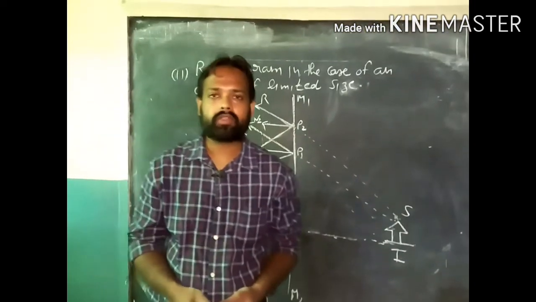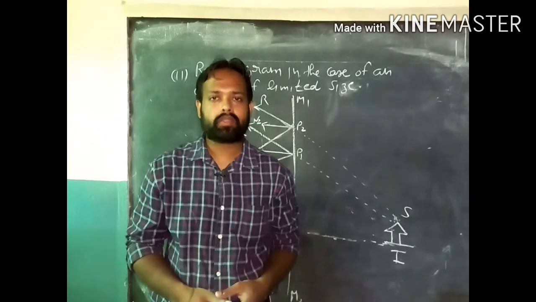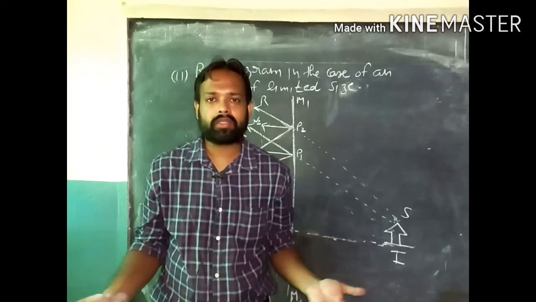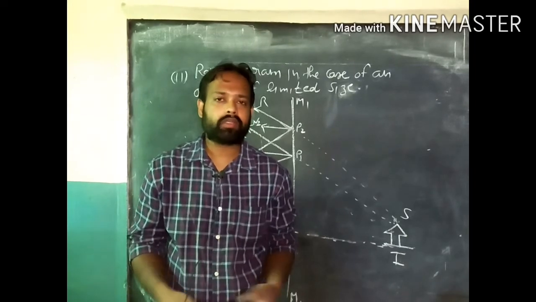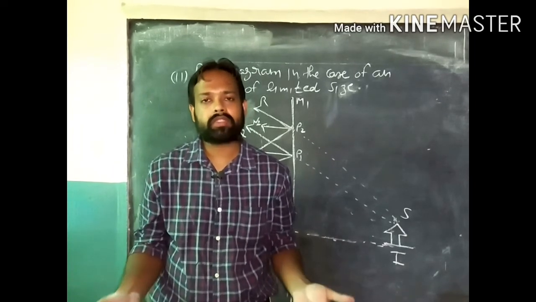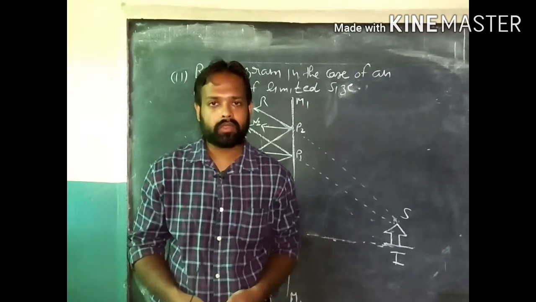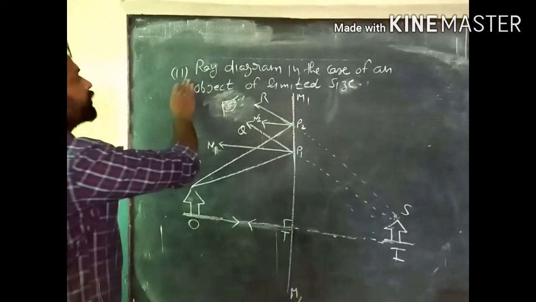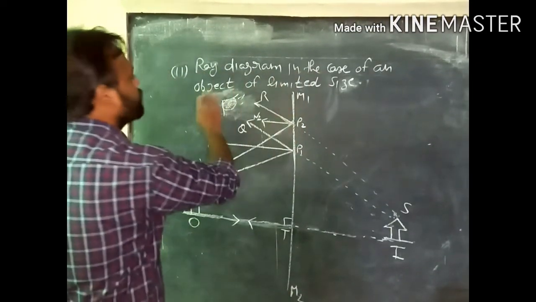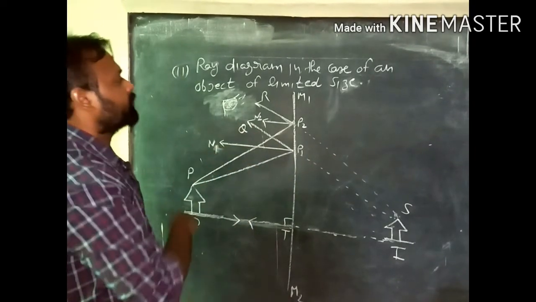Okay, now I am going to explain how the image is formed in a plane mirror for an object of limited size. All the things around us have different sizes, some limited, some big, but the images of all objects are formed in a plane mirror. Now, as the second point, the ray diagram in the case of an object of limited size. Limited size means the object has some limited size.